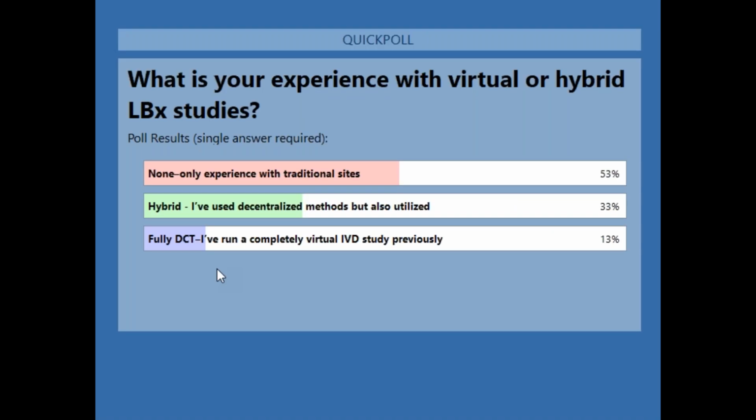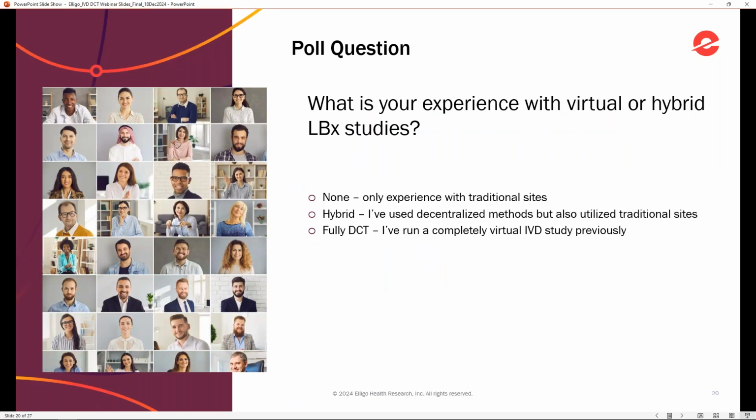So in our audience, 53% chose none, only experience with traditional sites, while 33% said hybrid, I've used decentralized methods but also utilize traditional sites. And then finally, the last option, fully DCT, that was only 13% of our audience. I've run a completely virtual IBD study previously. So thank you very much, everyone, for participating in poll question number 2.